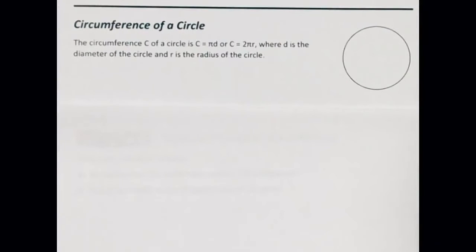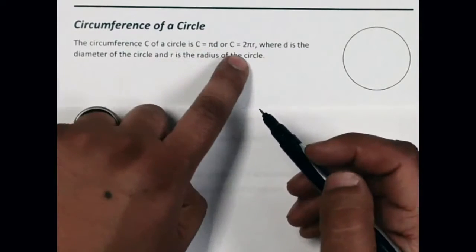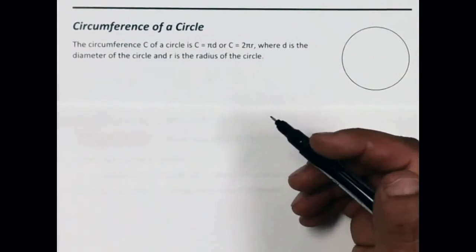Alright, we're going to start off with some review. The first thing that we're going to talk about is the circumference of a circle. We've talked about this before. Circumference is equal to pi times the diameter, or circumference is equal to 2 times pi times the radius.